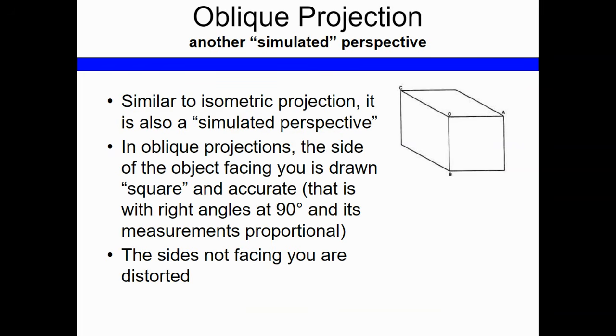So, different types of projections. You have the oblique projection. It's similar to the isometric projection. It also has a simulated perspective. In oblique projections, the side of the object facing you is drawn square and accurate, and the sides not facing you are distorted. So this is the accurate side. You can see the square, and those would be the sides that are not accurate. And so you've seen this. Sometimes people are drawing in that 3D view, and this is oblique projection.